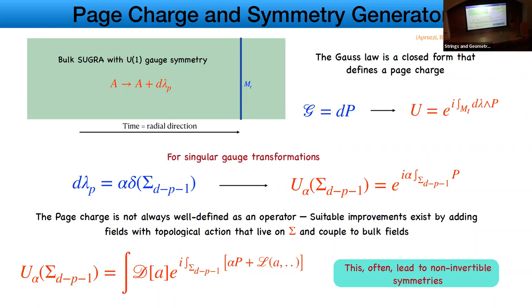So the operator that you typically define, that you construct that is well-defined, is going to add some new degrees of freedom that goes away by the time I go back to reconstructing the Gauss law.